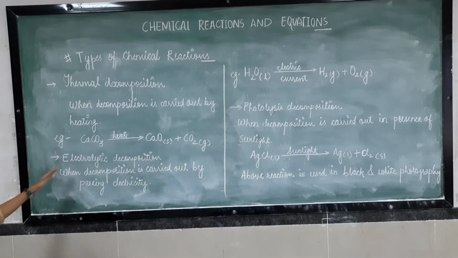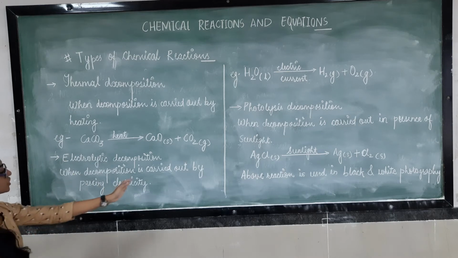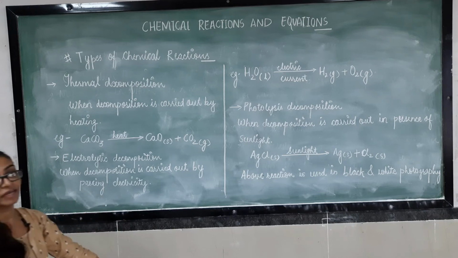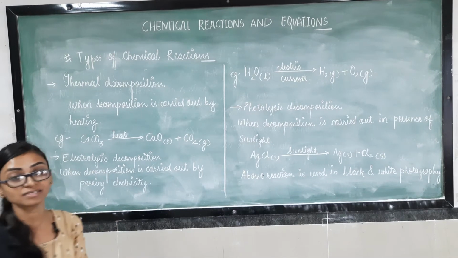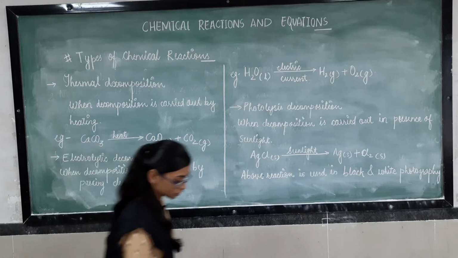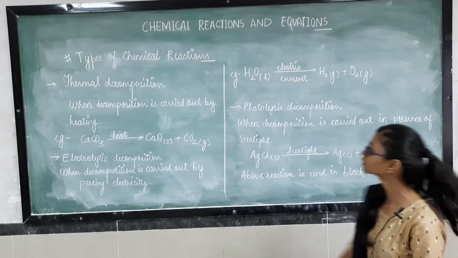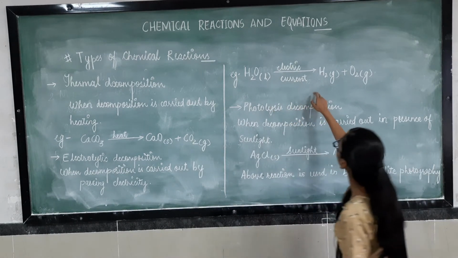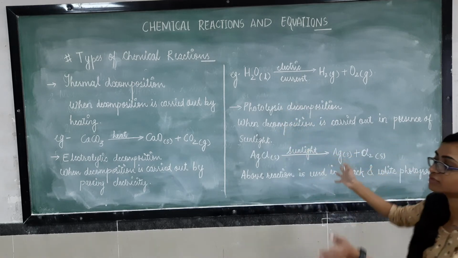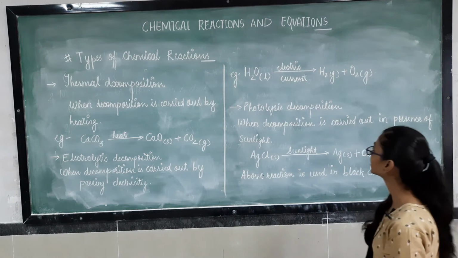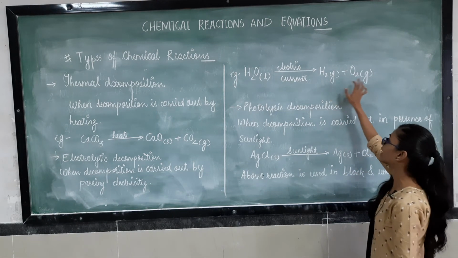The second type of decomposition is electrolytic decomposition. When decomposition is carried out by passing electricity, this type of decomposition is known as electrolytic decomposition. Here we will see the example. When electric current is passed through water, electrolysis of water takes place, meaning decomposition of water takes place, and water is split into hydrogen and oxygen.